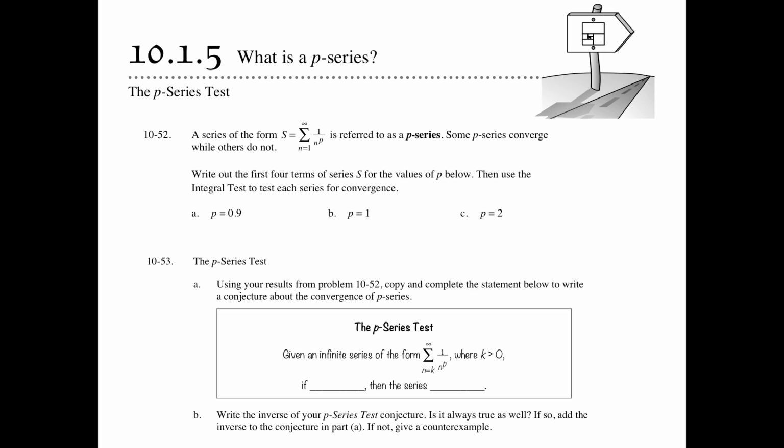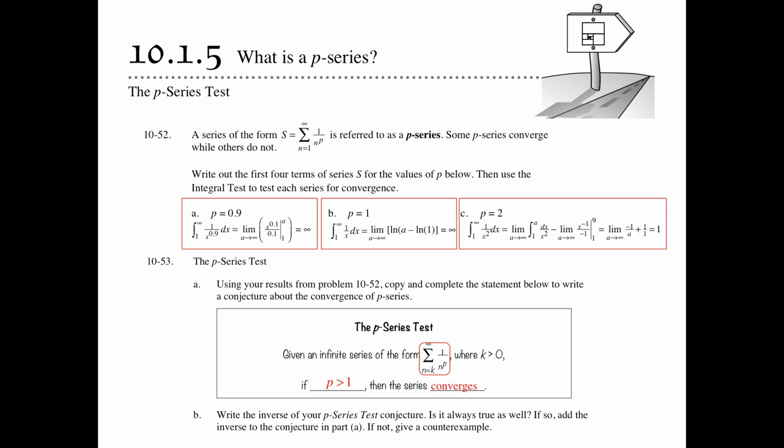Lesson 10.1.5 is a quick lesson that summarizes the p-series test, which states that for an infinite series of the form 1 over n to the p, where p is a constant, if p is greater than 1, then the series will converge. Otherwise, it diverges. Students will verify this p-series shortcut by applying the integral test to a set of p-series in problem 10-52, and then they will generalize a rule based on observed patterns.